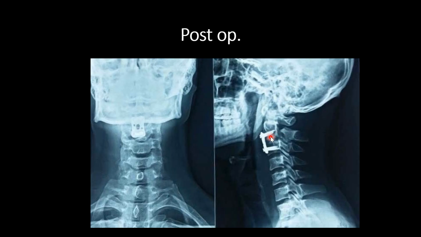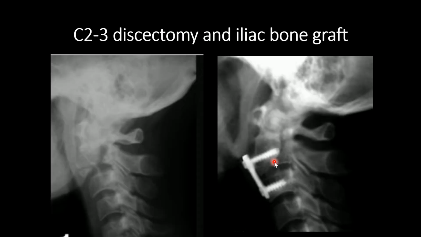Here we can see the anterior approach with plating, and here we can see the Hangman's fracture. Here we can see also the Hangman's fracture, but you know the fracture here falls in the body, but we can see that spondylolisthesis of C2 over C3, so it is considered as Hangman's fracture.